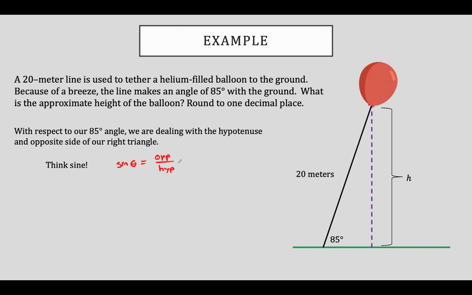So what does this mean? Plugging in, the sine of 85 degrees has to equal h divided by 20. And now we can solve this equation for h by multiplying both sides of the equation by 20. h is equal to 20 times the sine of 85 degrees. And plugging this into our calculator, 20 times the sine of 85 degrees gives us approximately 19.9 meters.